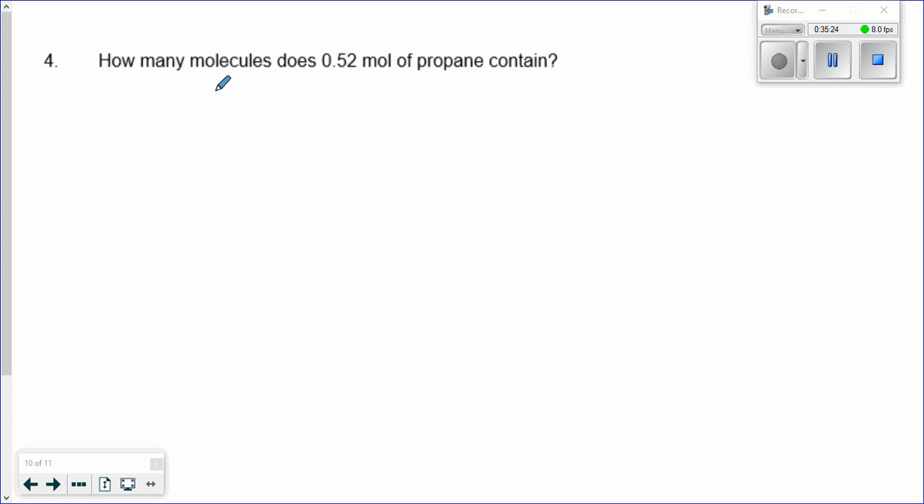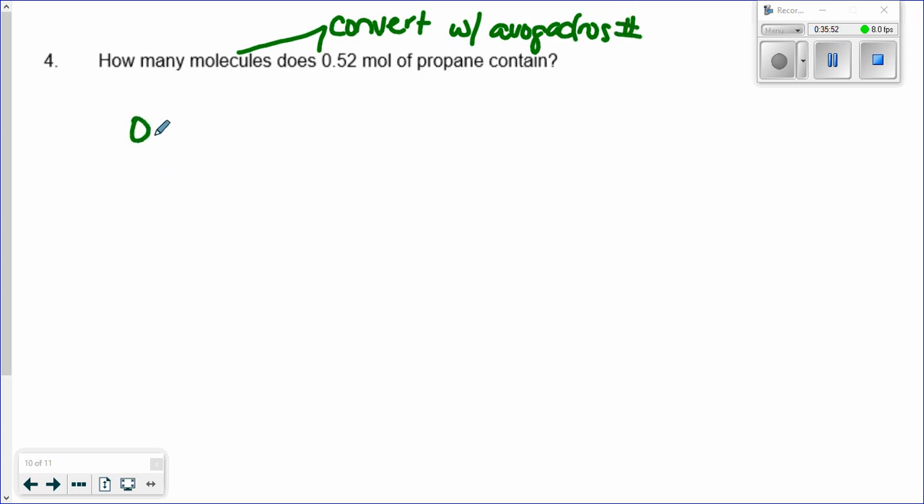So how many molecules, again, this is the same type of question. It's asking how many molecules of propane given the number of moles. So this one, again, we need to use Avogadro's number in order to do the conversion. So convert with Avogadro's number. Start with what you know, 0.52 moles. Multiplying by our conversion factor, again, we want mole on the bottom, molecules on the top.